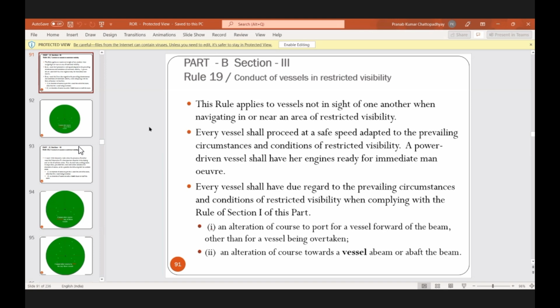So this is restricted visibility, in which you can't see the vessel when you are navigating in or near an area of restricted visibility. Now what this rule says: every vessel shall proceed at a safe speed, adapted to the prevailing circumstances and conditions of restricted visibility. A power-driven vessel shall have her engine ready for immediate maneuver.